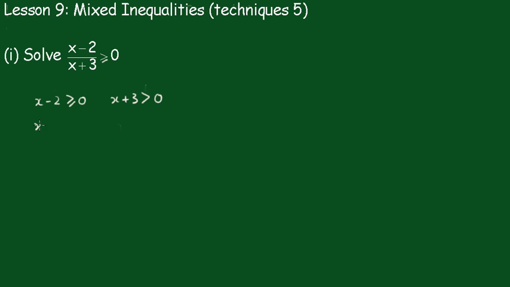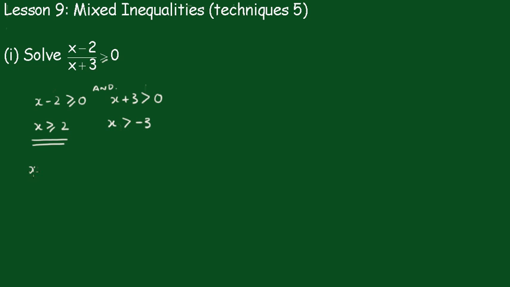So this becomes x is greater than or equal to 2, and this becomes x is greater than minus 3. Now, if we take that, we can see that the only situation is x has got to be greater than or equal to 2 for that to work. Now, equally, this could be negative, and this could be negative, and that will give you the result of that being positive. So this is an AND statement in here.